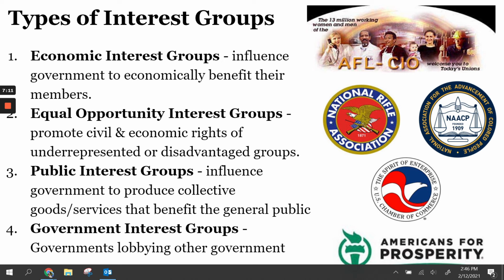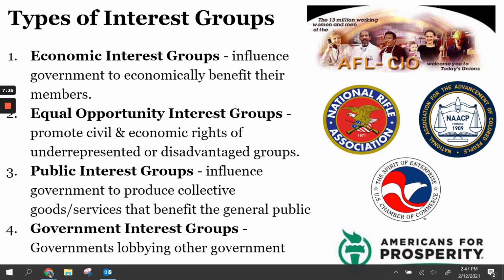And then finally, our last type here, government interest groups. If you think of them as foreign governments lobbying our national government for better trade deals, you're in the right camp, right? So various countries around the world will actually have an interest group that lobbies our national government when it comes to trade deals. Makes sense, right?